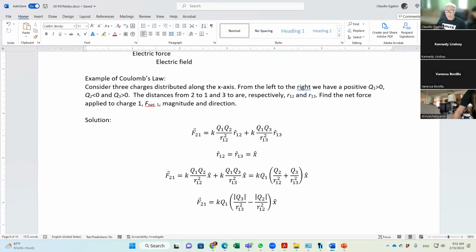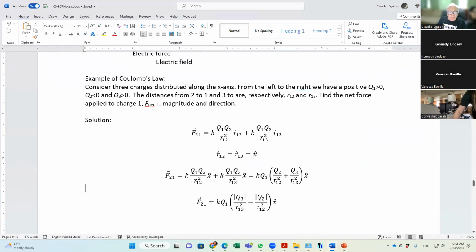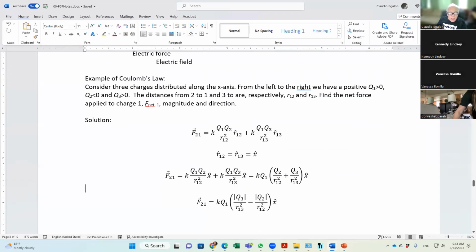Wait a minute. Let's see, there is something wrong here. Let me see what's going on. R12. Okay, so I made a mistake here, right? What mistake did I make? I switched it. Let's see. Yeah, no, it's not a mistake. It's still correct.